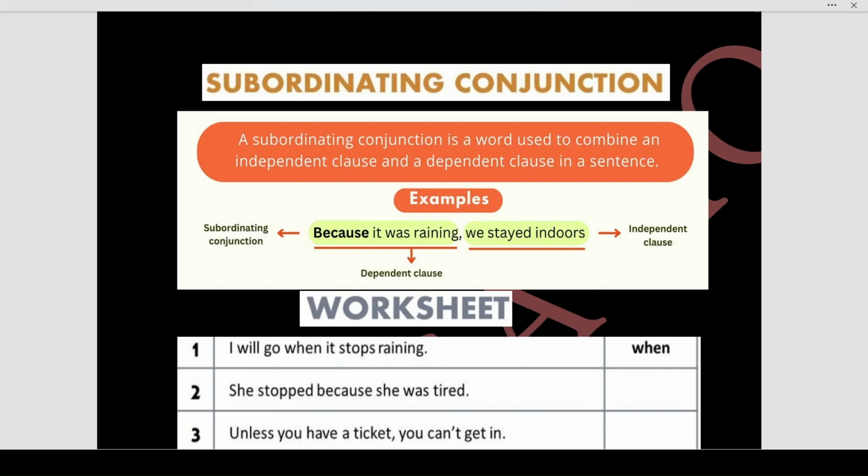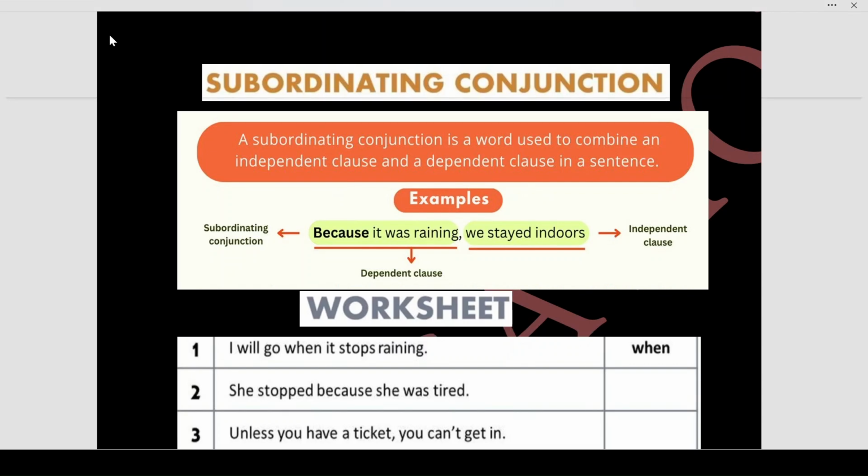But a dependent clause, as the name itself says, dependent, it has to depend on some other clause. It has to be joined to some other phrase or word to make sense. So, this work is done by a subordinating conjunction which will combine a dependent clause and an independent clause and make a meaningful sentence. For example, because it was raining, we stayed indoors.